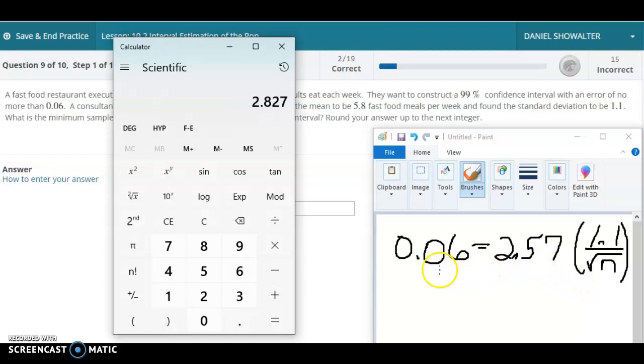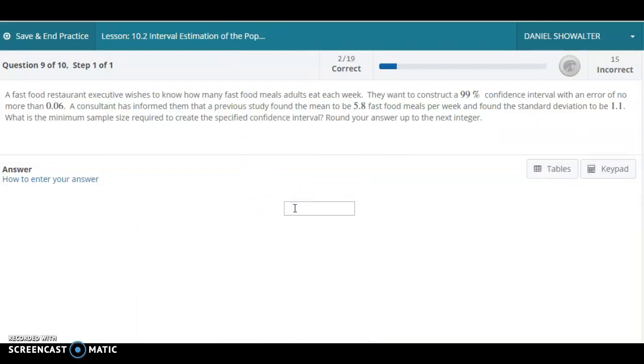Essentially what we do then, we divide both sides by 0.06 and multiply both sides by the square root of n. And so that gives us that the square root of n equals 47.116. If we square both sides then, we get 2,220 as the sample size. 2,220. I'll put that in there. And we will submit that answer, and that should work.